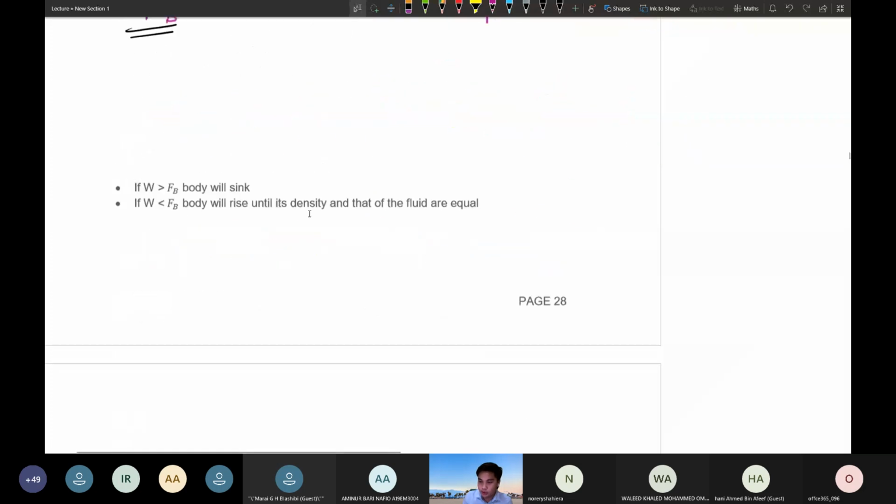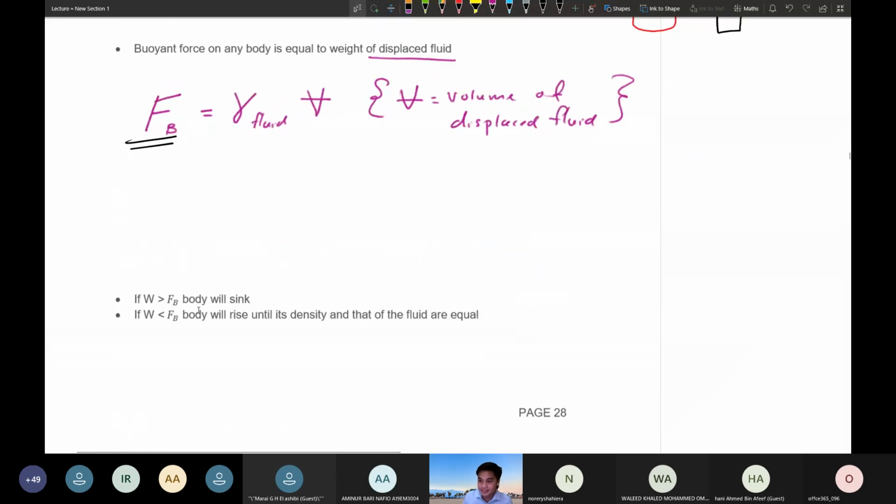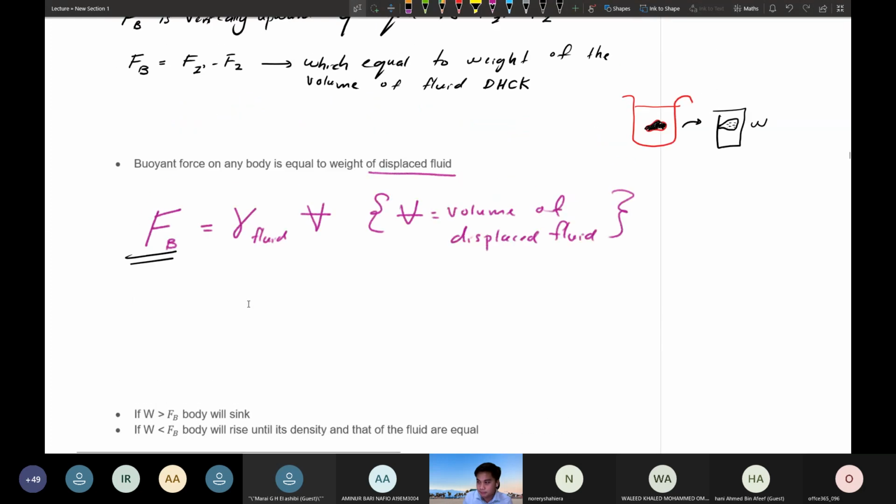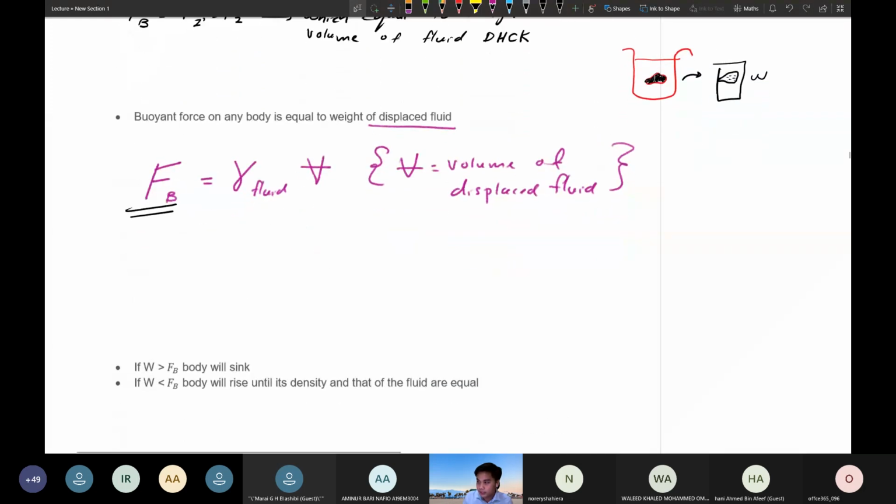Okay, and then we take a look at the cases. This is important. If the weight is more than the buoyancy force, the body will sink. For example, if the weight of the rock is more than the buoyancy force, this body will sink, because the weight of the rock is higher compared to the buoyancy.